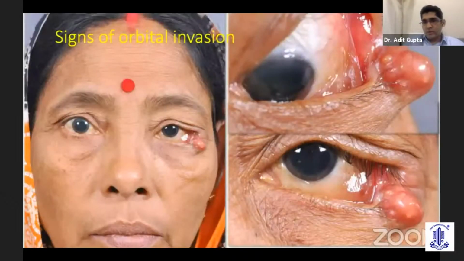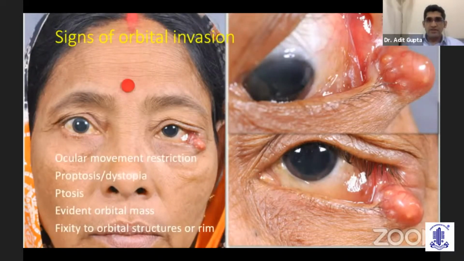Sometimes sebaceous gland tumors can occur like this, where you cannot delineate the posterior extent of the tumor, and you can see that the tumor is spread beneath the fornix and is infiltrating the inferior fornix and has obliterated it. Now, this is a sure shot sign of orbital invasion, but there are certain clinical pointers which can help you determine whether it has spread into the orbit or not.